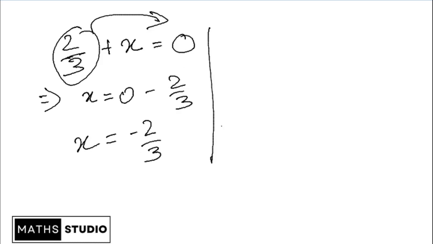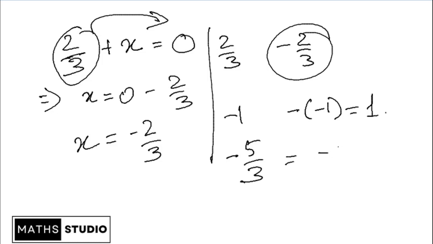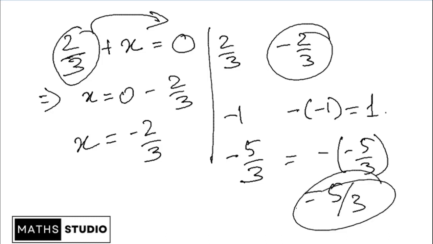Now, to put it simply, additive inverse is whatever is the number, you just put a minus sign in front of it, and that is the additive inverse. Let us take example of minus 1. So additive inverse of minus 1 will be minus of minus 1, which would be equal to 1. Additive inverse of say minus 5 by 3 would be equal to minus of minus 5 by 3, which would be 5 by 3. So additive inverse of any number is just by putting a negative sign in front of that number.